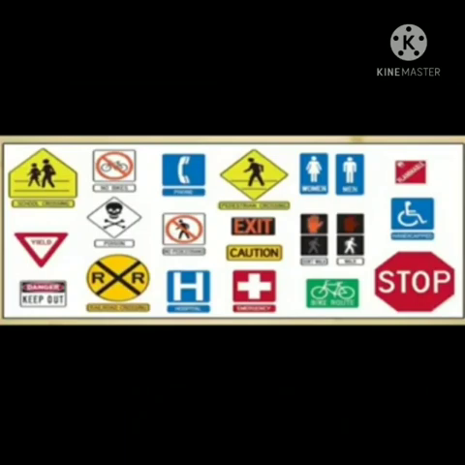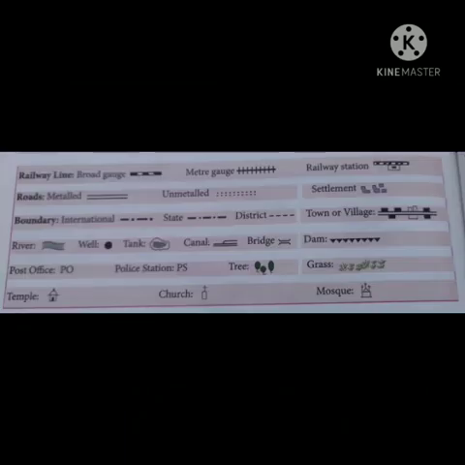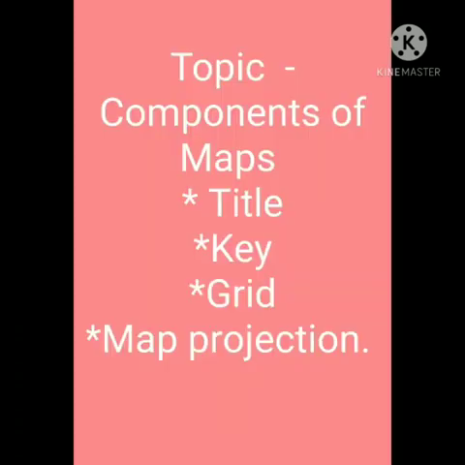Students, this chart you have to draw in your copies. Okay, this is a picture of conventional signs and symbols which has been drawn in your book. So you have to draw these conventional signs and symbols in your notebooks. Now we will study about some different components of maps. First is title, then key, then grid, then map projection.